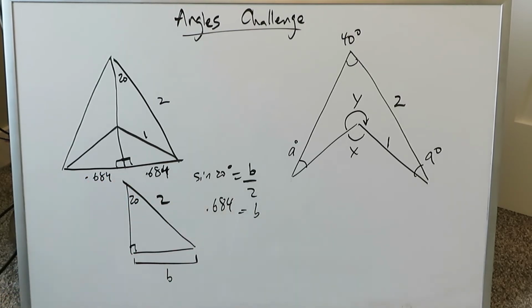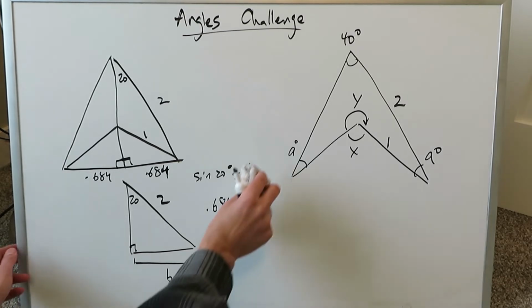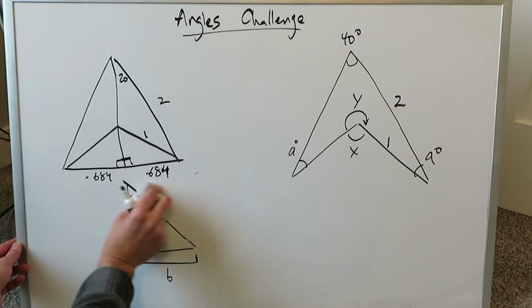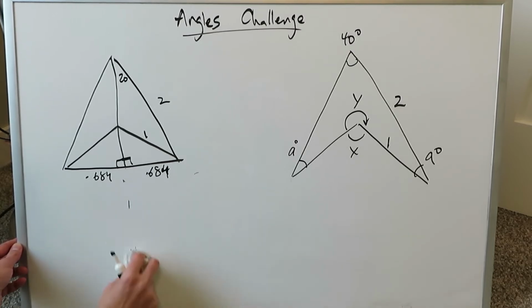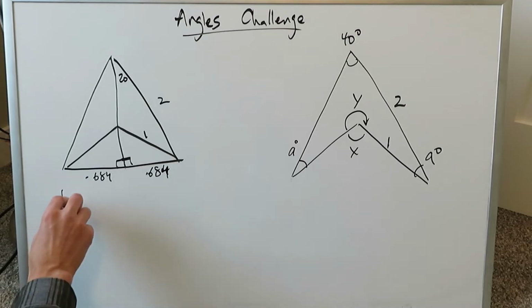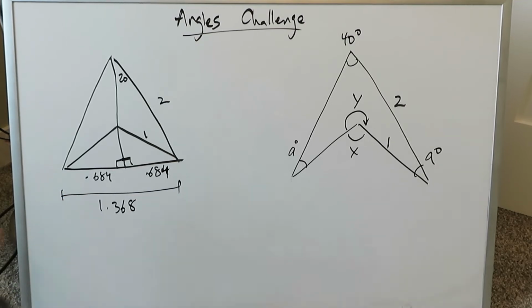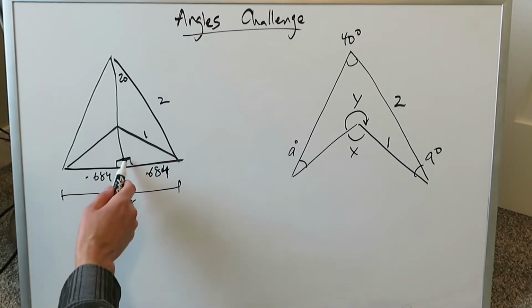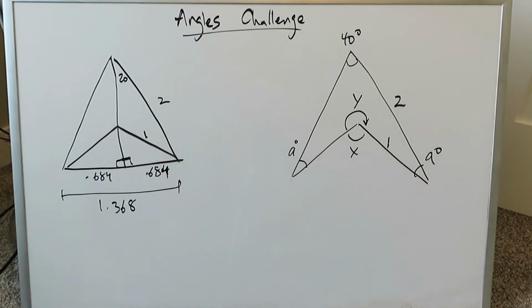When you multiply it by 2, you get a good length for this entire base. Whether we need it or not, we'll find out, but I'll put it over here. As this entire base on the bottom, I'm getting a good value over here to be 1.368. That's what I'm getting. So what do we have so far? We have this representation drawn.